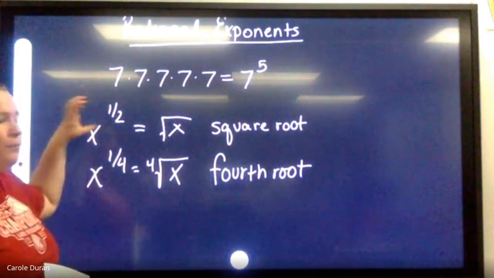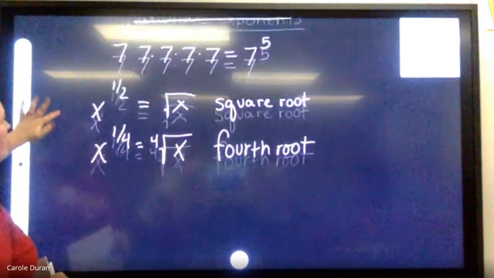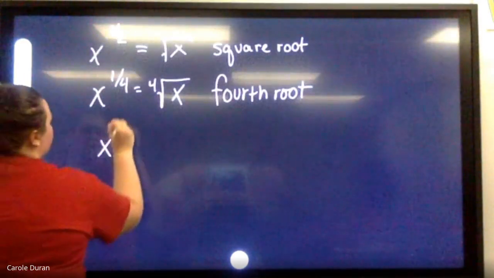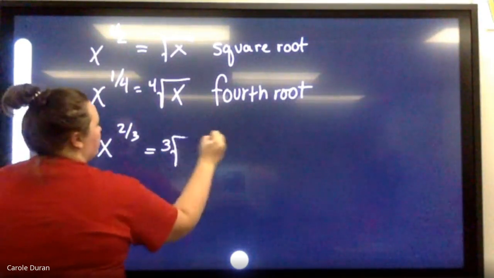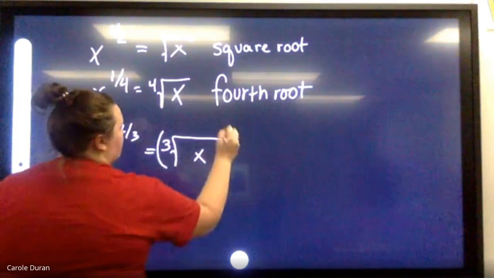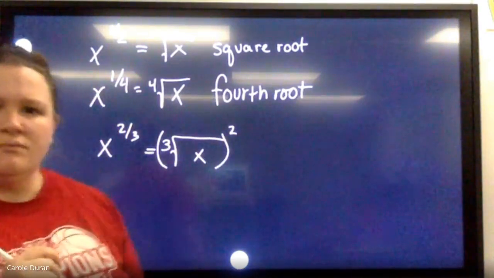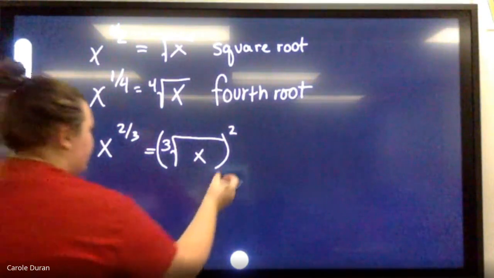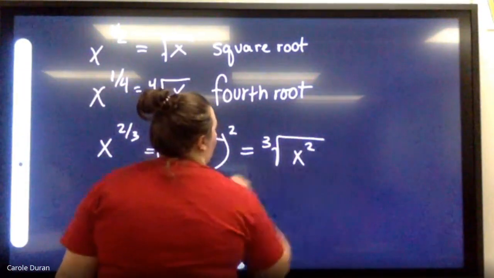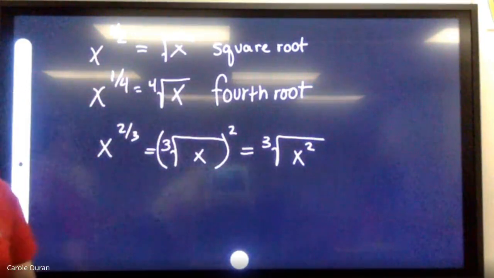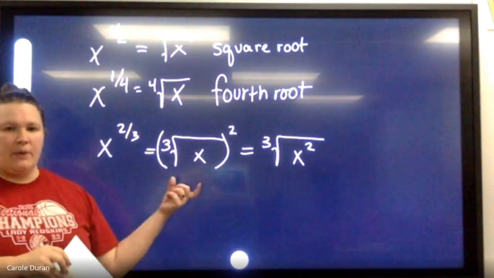Similarly, whatever that numerator is, is the power that I'm raising my answer to. So if I give you x to the 2/3, this means I'm taking the cube root of x and then squaring it, which is the same as taking the cube root of x squared. This first way is typically the easiest way of doing it. Okay.